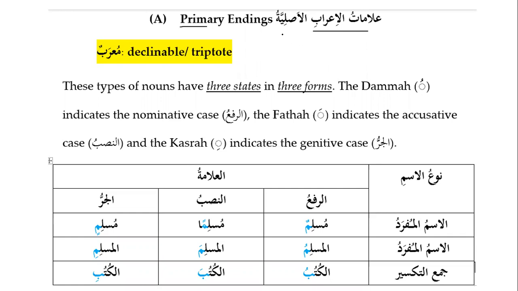There are three types of endings. The first one that we are dealing with is alamatul irabi al-asliyatu, the primary endings. Aslun is used for something that is original, and from aslun, the plural is usulun, like the roots. And then we talk about asliyatu, that means primary. And as we have discussed, mu'rabun, the declinable noun, has three states, in three forms.